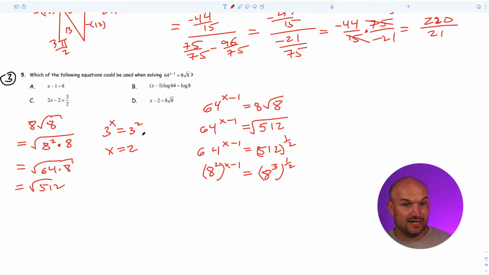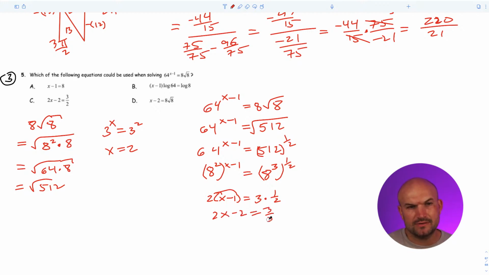Now, just like I had here, when you have the same bases raised to powers, now I can say, well, this is going to be 2 times x minus 1 equals 3 times 1/2. And then you can see if you simplify this a little bit further, you would have 2x minus 2 equals 3/2, which I believe is answer C.